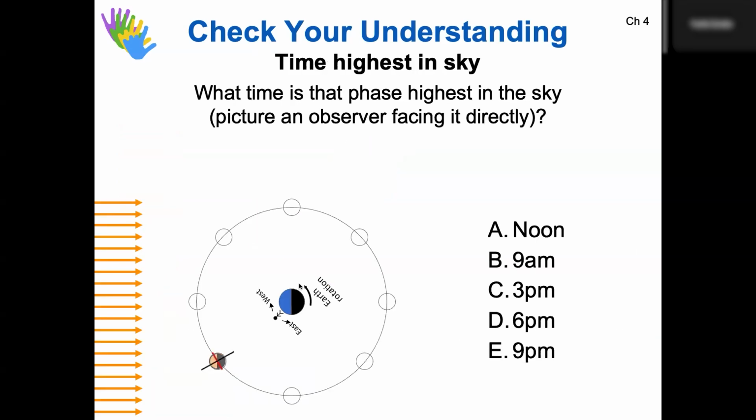And so finally, to wrap this up, time highest in the sky. We have the same observer. I'm going to remind you, this is the rotation of the Earth and the east and west directions. What time is that phase, that waxing crescent phase, highest in the sky? So if you're an observer facing the moon directly. I'd say the C's have it looking out there, which is correct. Afternoon is when you're most likely to see that crescent phase.